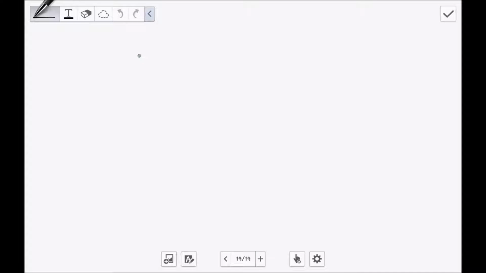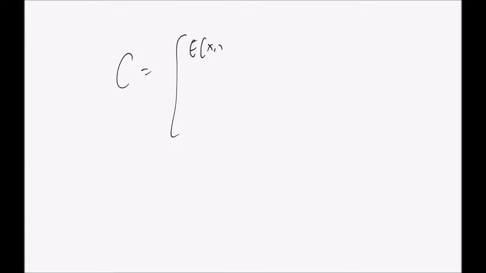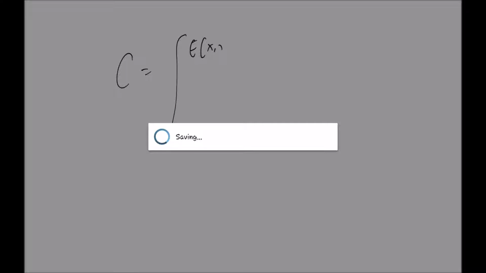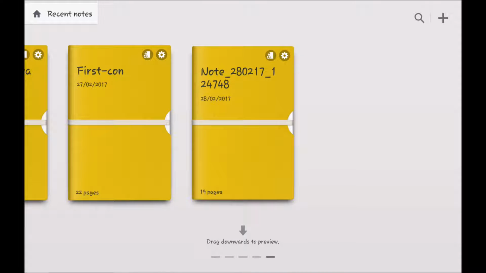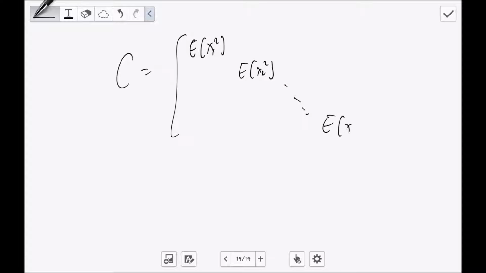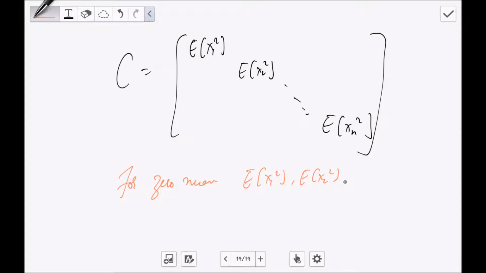What is that definition? The covariance matrix is given as E of x1 squared, E of x2 squared, so on up to E of xn squared in the diagonals. For zero mean, these are the variances, which were equivalent to sigma 1 square, sigma 2 square and so on.